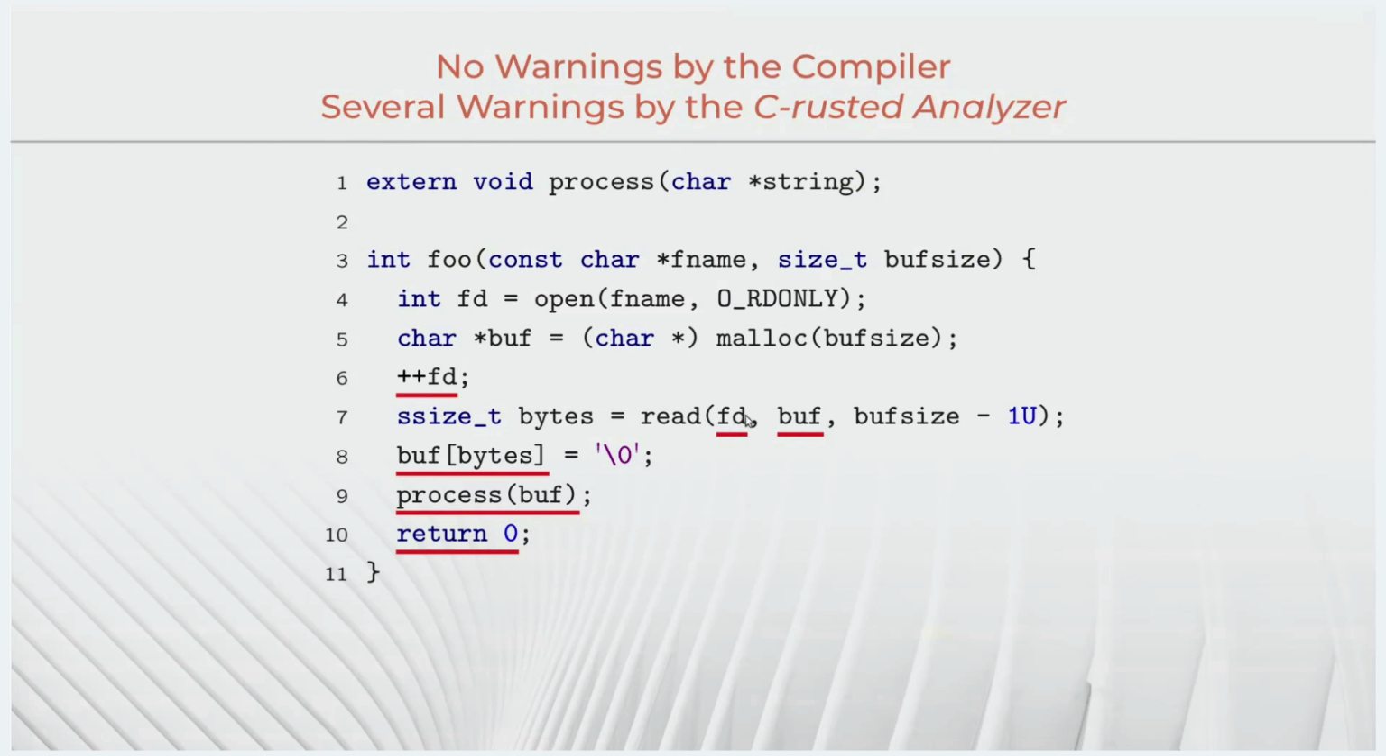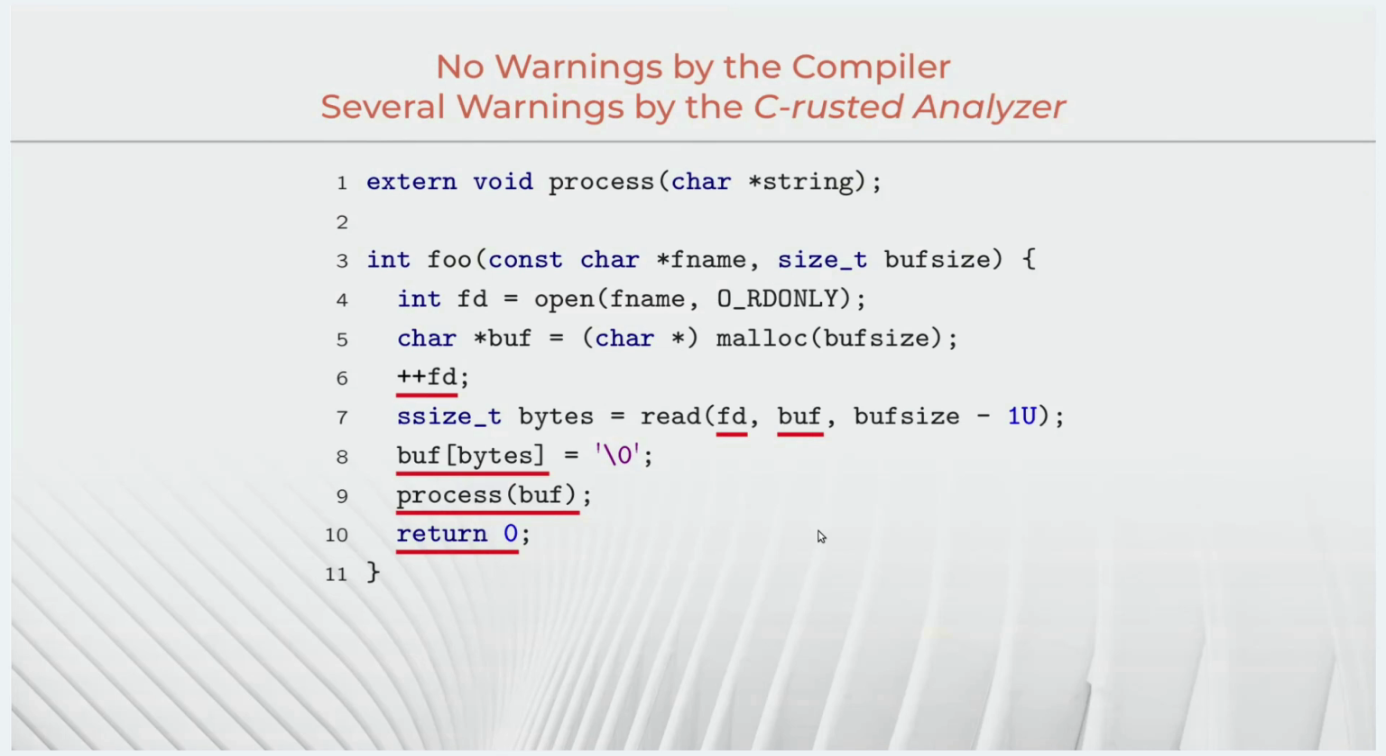And the call to read has also another problem, because if malloc failed, then buff will be a null pointer, and calling read with a null pointer as the second argument gives undefined behavior. And so in line 8, we have two reasons why the C-Rusted analyzer complains. We have that buff can be null, so we may be dereferencing the null pointer, which is undefined behavior. But even if buff is not null, bytes may be -1 because the read operation failed. In this case, we have a buffer overflow.